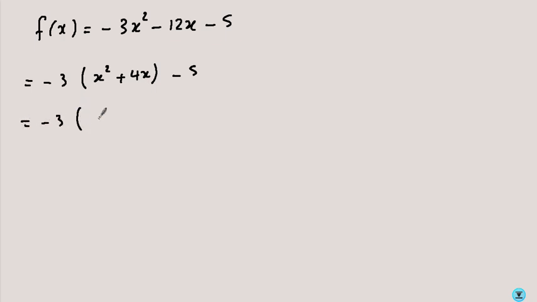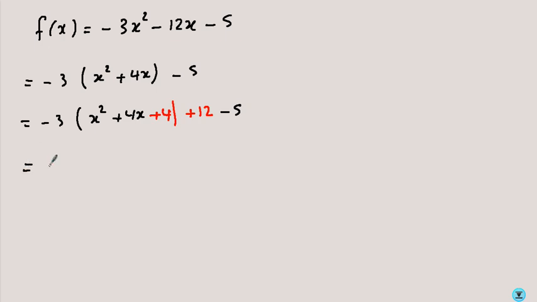We consider completing the square inside the bracket, and we have to add the square of half the coefficient of x, so half of 4 is 2, and when you square it, it's a 4, so we add a 4. But we're actually adding a 4 inside the bracket, and that 4 is multiplied by negative 3. Negative 3 times 4 is negative 12, so we're actually subtracting 12, and in order to undo that, we have to add 12, and here's our negative 5.